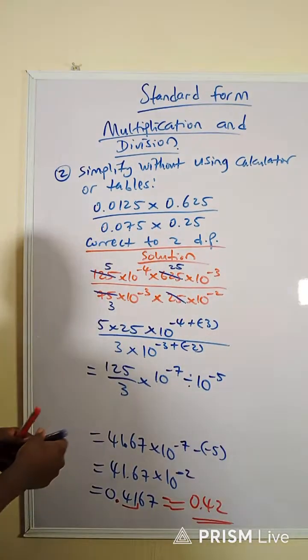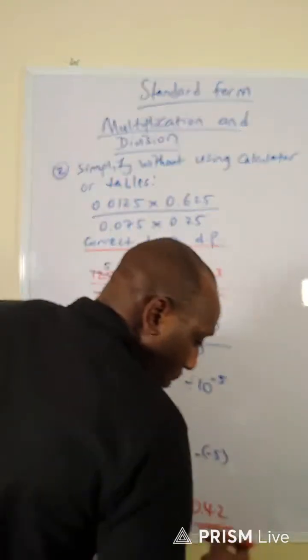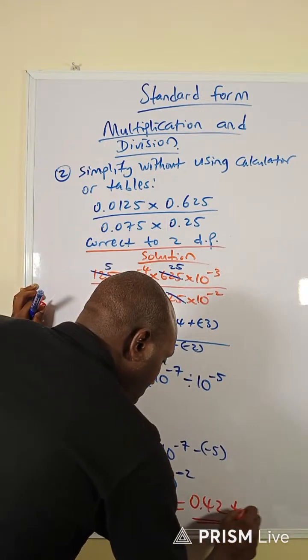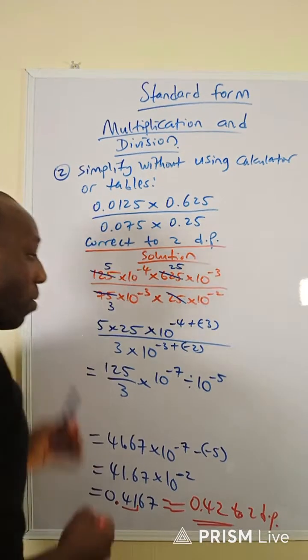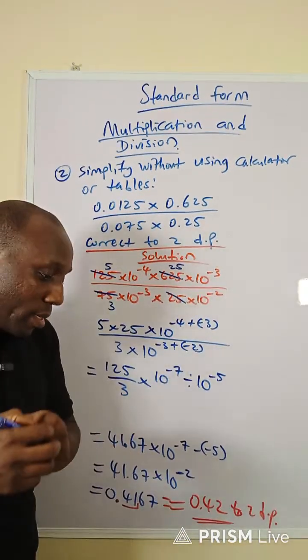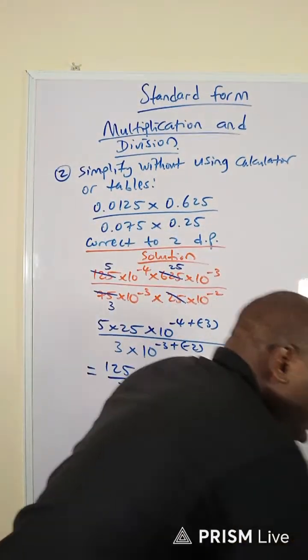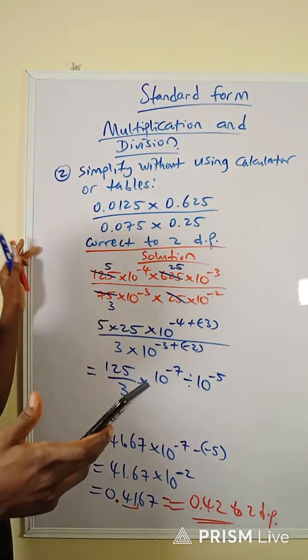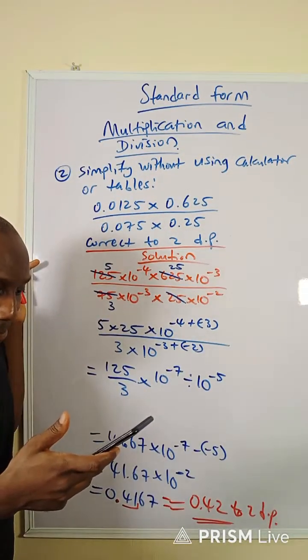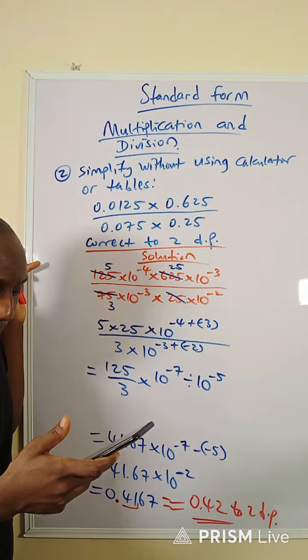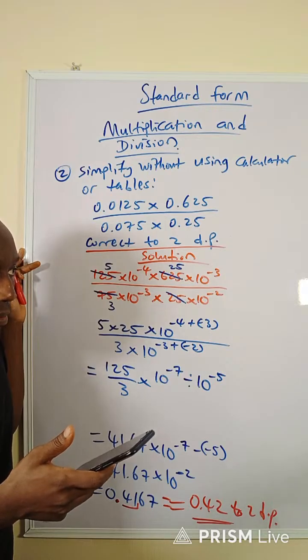So this is to what? To 2 decimal places. To 2 dp. All right. Here we go, guys. You got any question? Please kindly ask me.